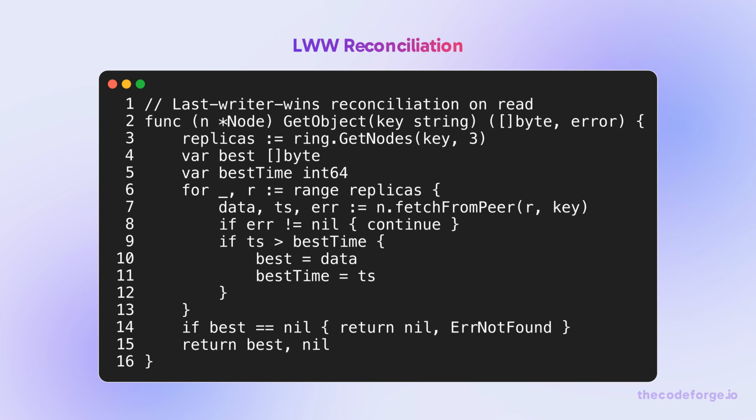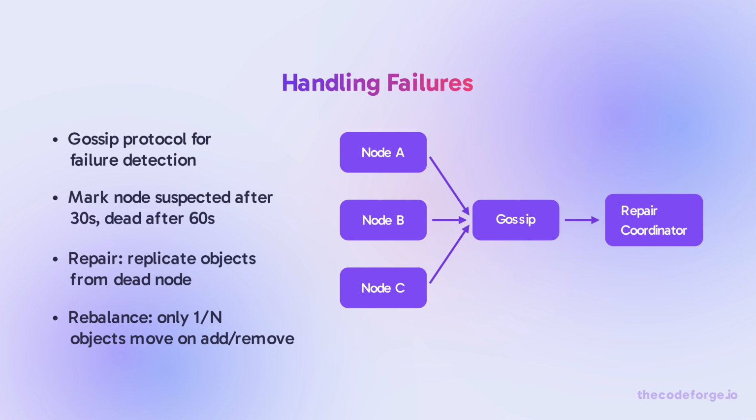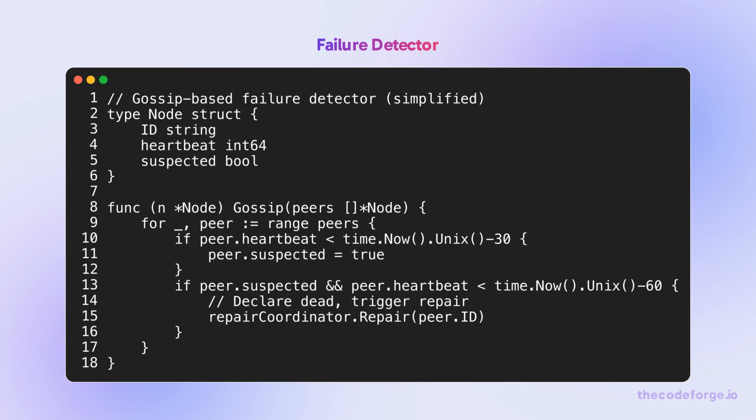Mitigation: use logical clocks. Nodes fail: use a gossip protocol for failure detection. Each node periodically pings a random subset of others. If a node is unreachable for 30 seconds, mark it as suspected. After another 30 seconds, mark it as dead and trigger repair. This simplified gossip-based failure detector checks heartbeats. If a peer's heartbeat is older than 30 seconds, it's suspected. If older than 60 seconds, it's declared dead and repair is triggered.